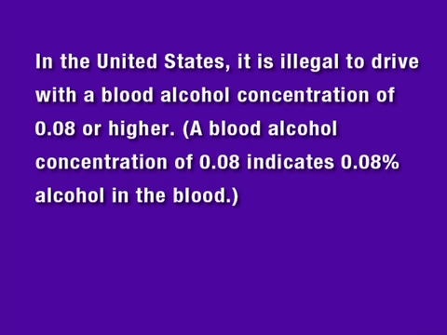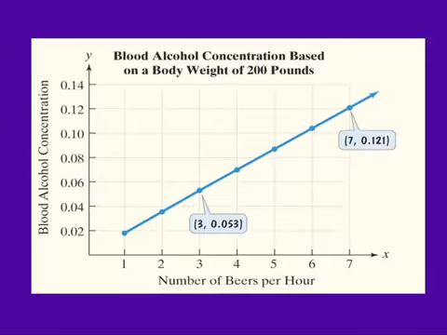In the United States, it is illegal to drive with a blood alcohol concentration of 0.08 or higher. A blood alcohol concentration of 0.08 indicates 0.08% alcohol in the blood. The scatter plot shows the relationship between the number of 1-ounce beers consumed per hour by a 200-pound person and that person's corresponding blood alcohol concentration. Also shown is a line that passes through or near the data points.